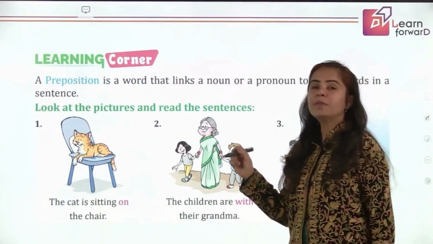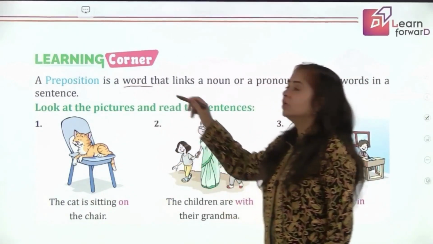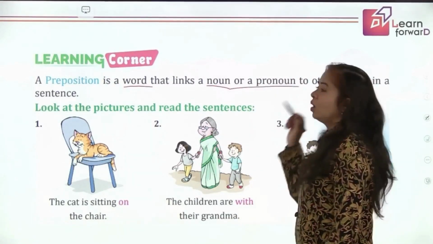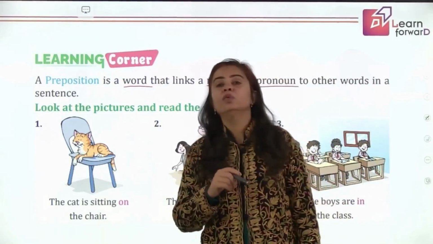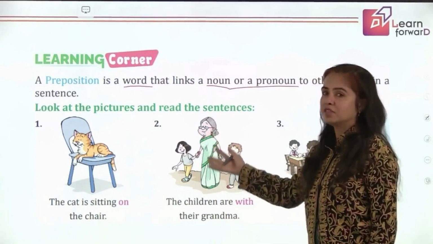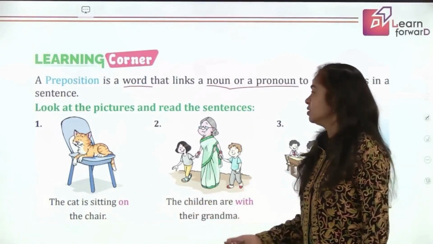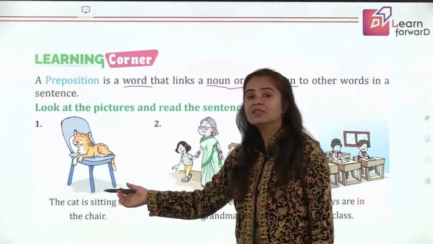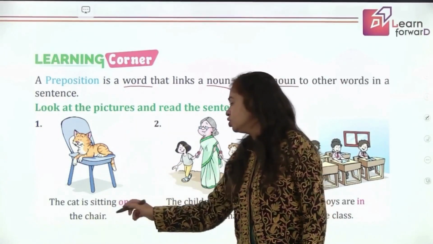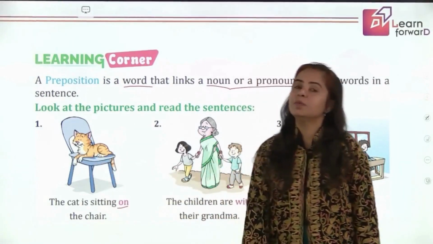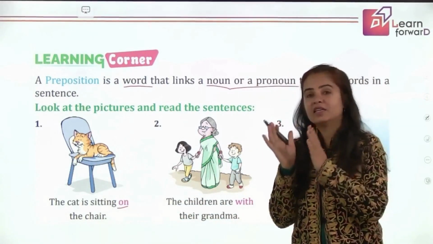So, what is a preposition? It is a word that links a noun or a pronoun to another word in the sentence. Like we have some pictures here and the sentence is describing them. Like here, what do we see? The cat is sitting on the chair. So, it's on. That is telling you the position of the cat in respect to the chair.